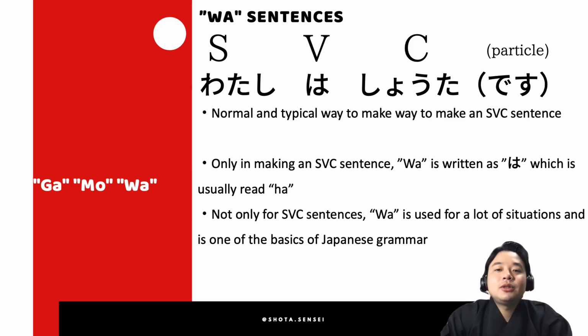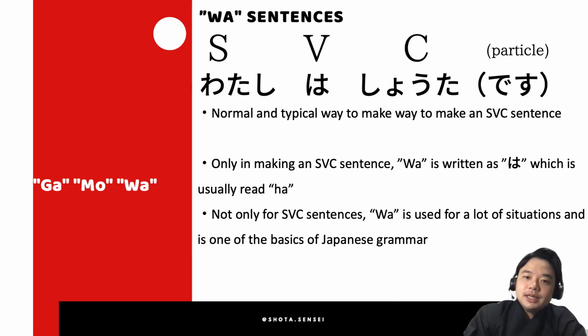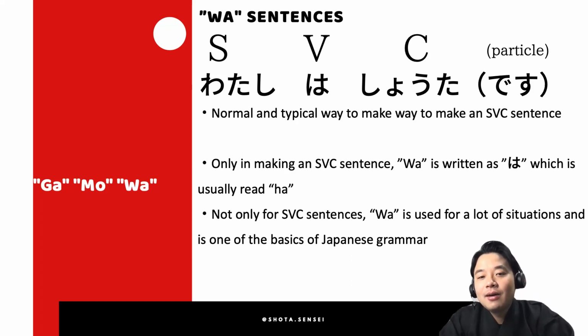So the normal and typical way to make an SVC sentence, all right? Sorry, I made a typo right here. 私は翔太です。And somehow, okay, this is really important. In the second sentence right here, only in making an SVC sentence, just like this case, wa is written as ha, the hiragana ha, which is usually read ha. All right.